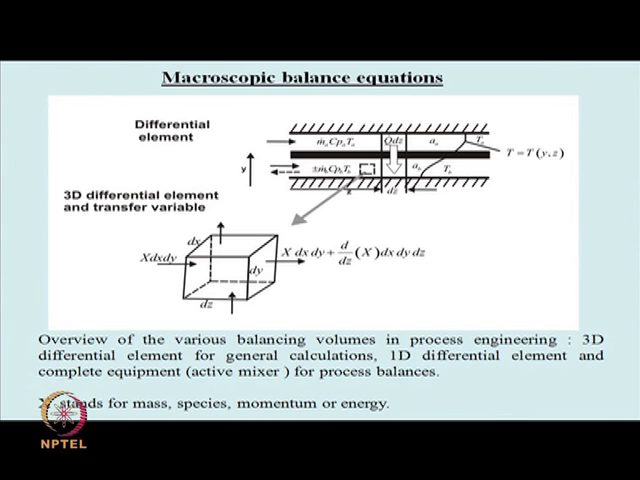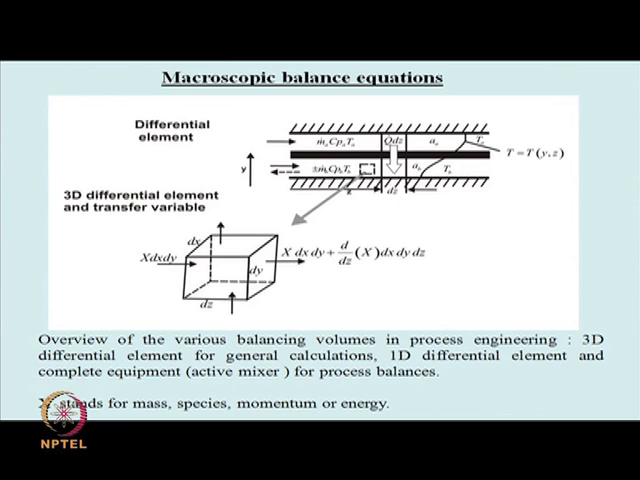Now, there are several ways by which you can generate a macroscopic balance equation. You can take a control volume and find out the ways by which something is being added to the control volume. It could be convection, it could be conduction, and the way it goes out of it, and there could be some amount of generation of energy, or generation of a species, in such a system.